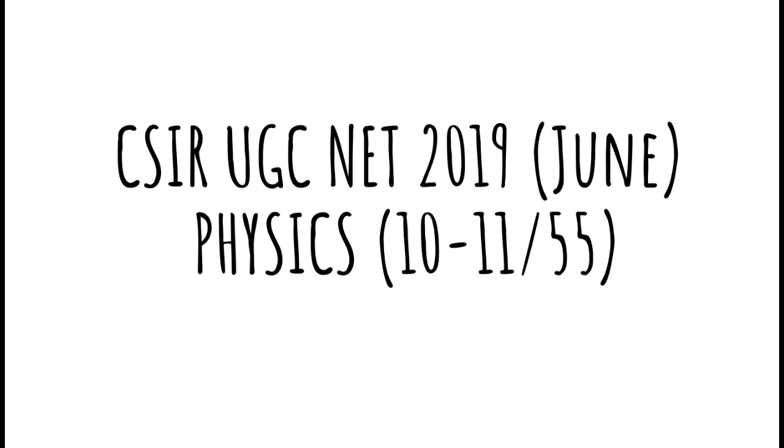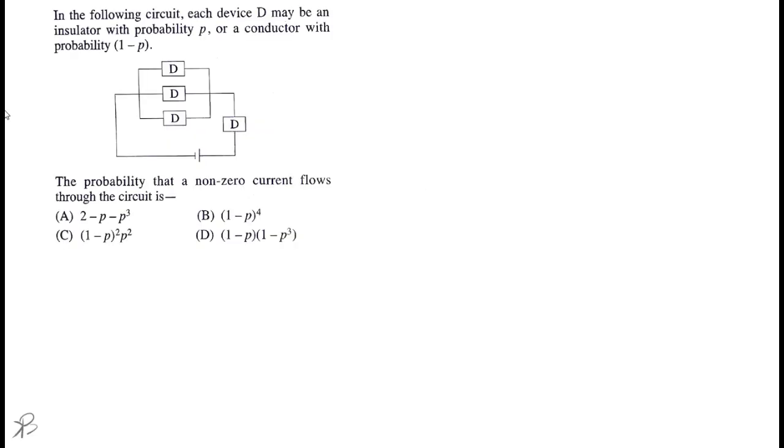Here we'll be solving CSIR UGC NET 2019 June physics paper 2, problem out of 55 problems from the question paper. All the previous videos are there in the playlist, which you can check in the description. So let's go on with the first question.